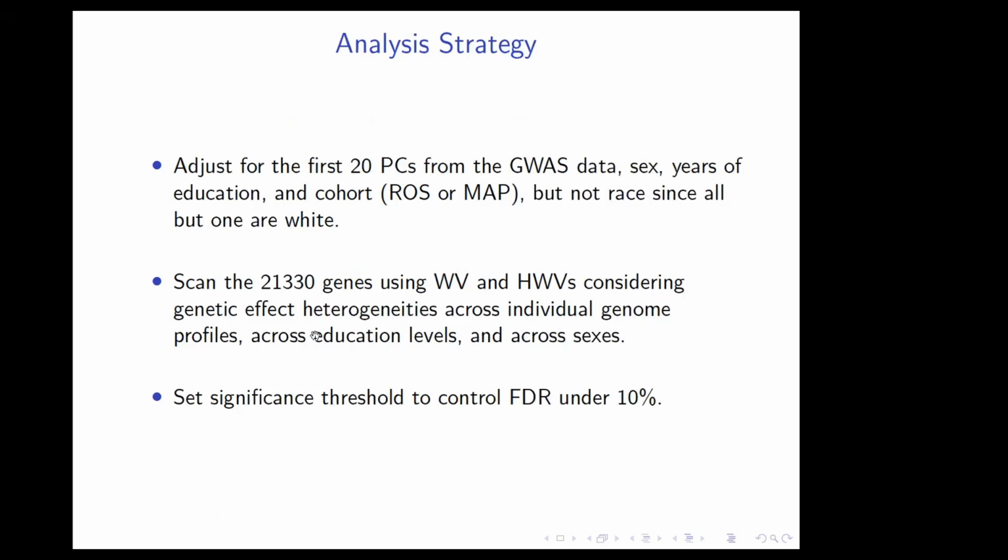And we did the genome scan using HWV and WV. In HWV, we considered genetic heterogeneity across individual genome profiles, heterogeneity across education levels, and heterogeneity across sexes. And we used the Benjamini-Hochberg method to control the false discovery rate under 10%.